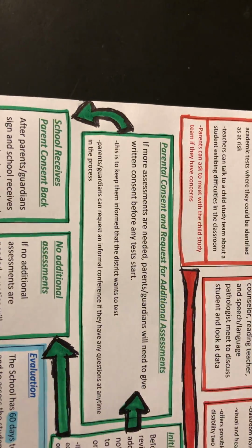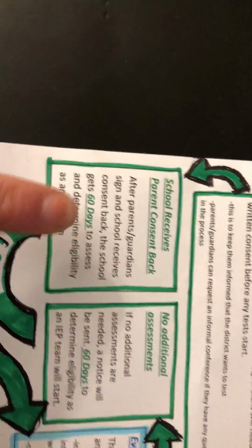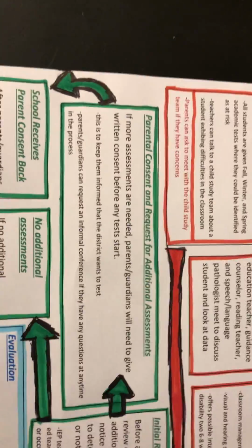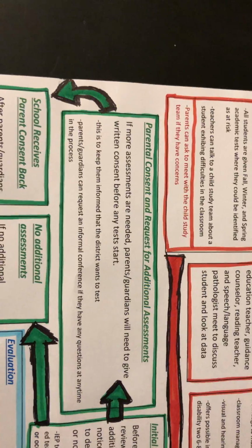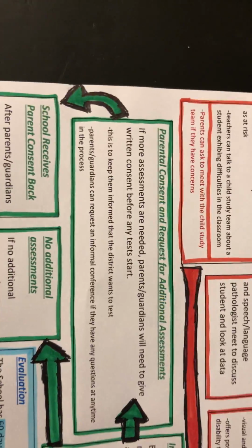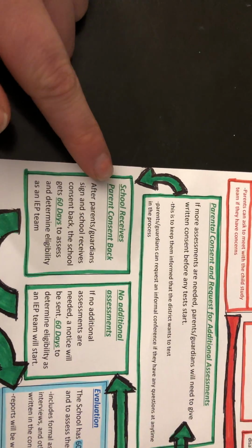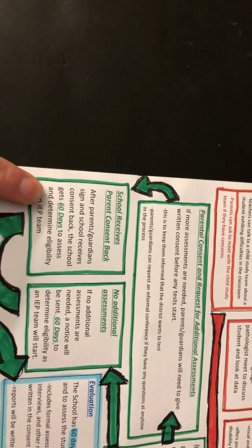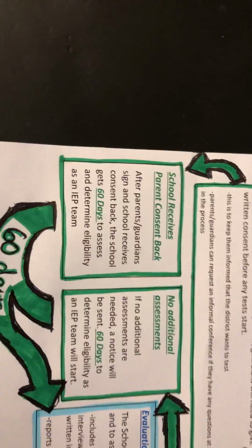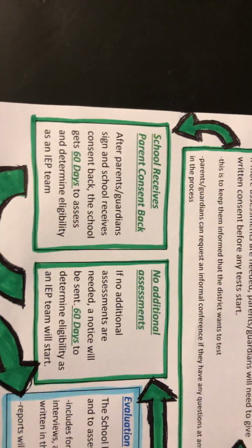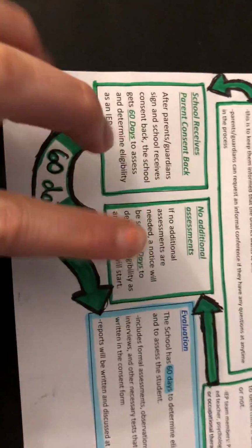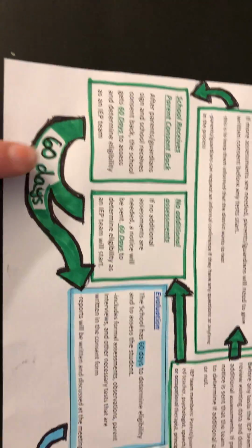You are able to say, yes, you can do this, and then it would be sent to us, or you can say, no, we can't test unless we get you to sign your parental consent saying it is okay to test. If you sign that it's okay to test, right when we get the parental consent back, that gives us 60 days to do all of our testing and then meet as an IEP team to talk about eligibility and if the student qualified under certain criteria with a disability and has a need for specialized education. So, both of these steps start our 60 days.